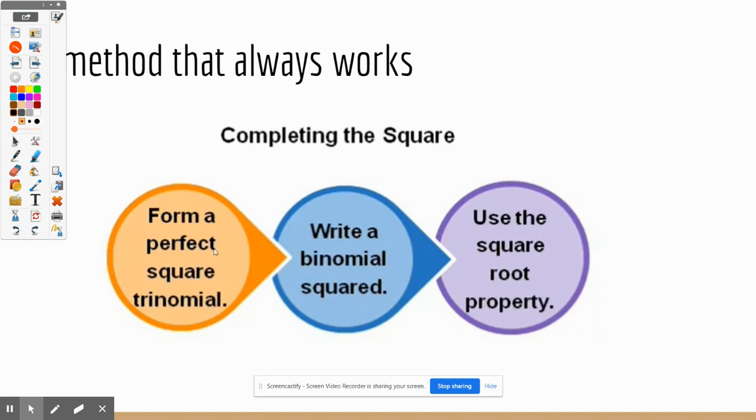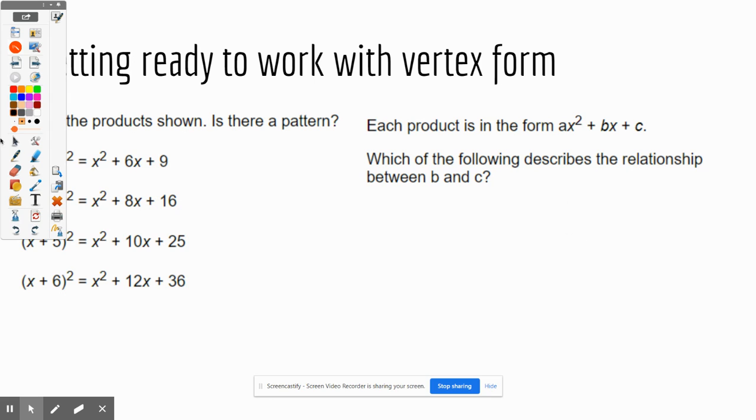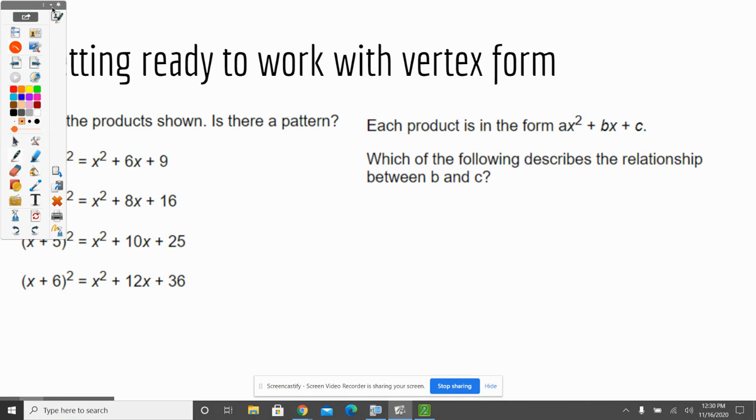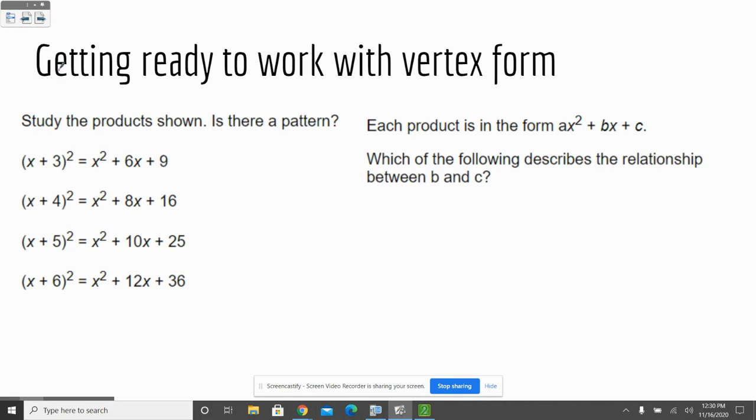Okay, so we're going to find the perfect square trinomial, write it as a binomial square, and then we're going to solve it from there. So take a look at these binomials squared. When you have a binomial and you square it, you end up with what we call a perfect square trinomial. And we talked about that with factoring patterns, and it's kind of hard to notice.